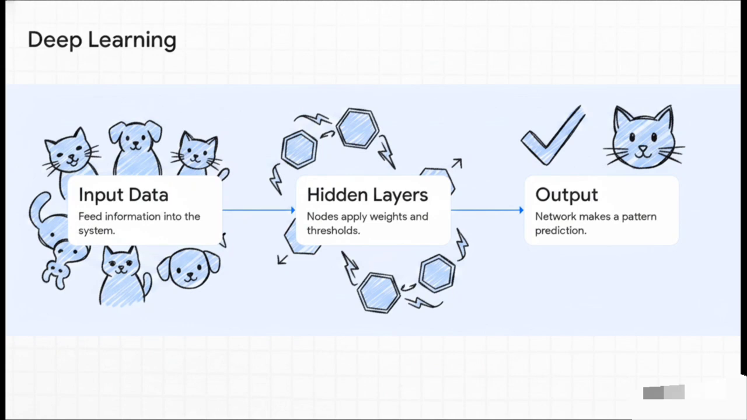The data passes through at least one, but usually multiple hidden layers of nodes. Each node applies a mathematical function and a weight. And if the result crosses a specific threshold, boom, it transmits the signal to the next layer, just like neurons firing in your brain. Finally, step 3, output prediction. The network makes a decision, recognizing the pattern and outputting an answer. When a network has at least two of these hidden layers, we call it deep learning, and that is the exact technology driving today's massive AI boom.